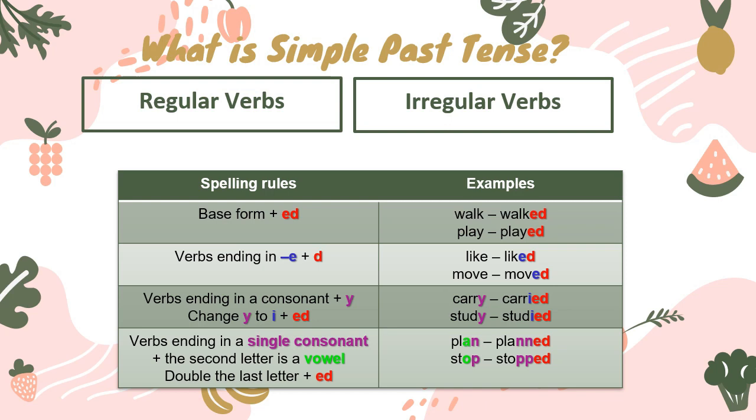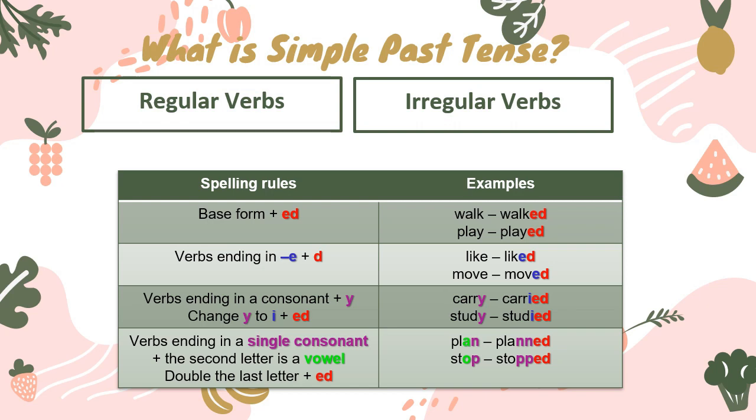What is consonant? Okay, plus the second letter is a vowel. Okay, this one is consonant N. For example, plan. N is a consonant, and the second letter is a vowel. Vowel is A-E-I-O-U. Okay, P-L-A-N. Double the last letter, double the N here, and then we add ed. Plan becomes planned.